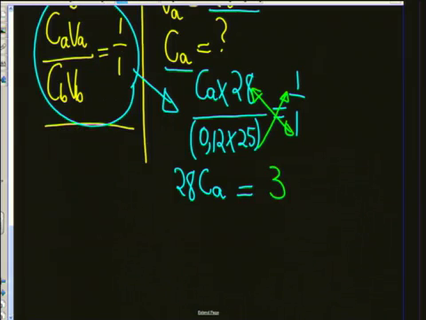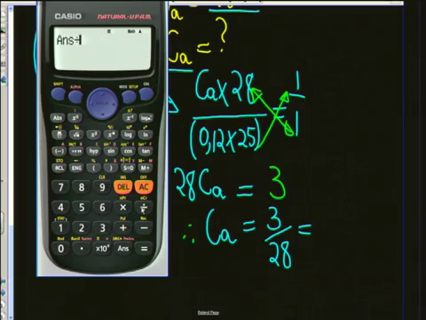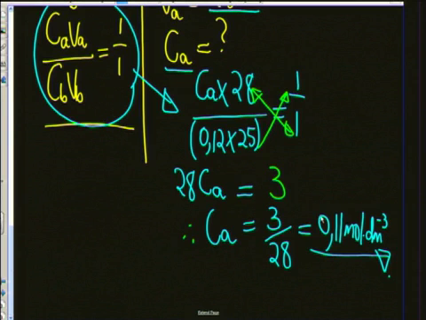So that is a 3. Therefore, the concentration Ca of the acid would be equal to 3 divided by 28. Then you go back to your calculator. Well, I still have the 3 there, so I'll just divide by 28 and find my answer to be 0.11. So 0.11 mole per cubic decimeter. Okay, so I have found the concentration of the acid.